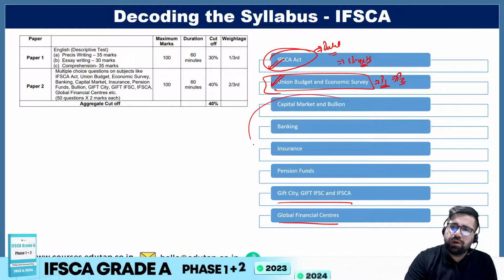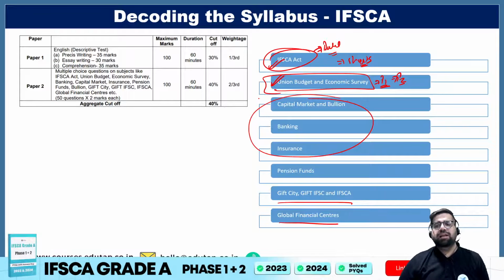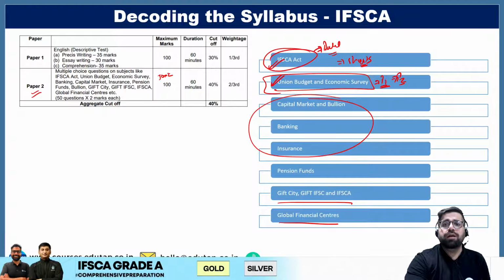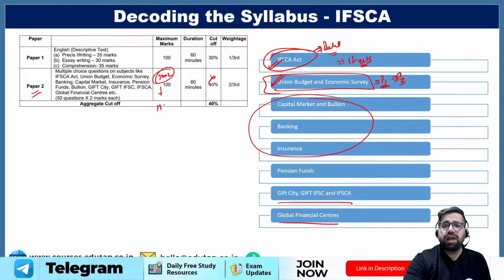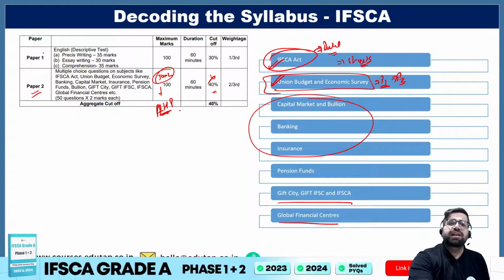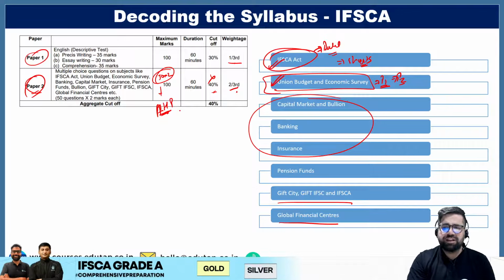And then you have the components of capital market, bullion, banking and insurance, right? But before I come to this, please understand that in paper 2 again you have 50 questions of 2 marks, and over here you do not have to see the cutoff, because you have to score as high as possible, right? Once you score as high as possible, the cutoff is taken care of, and the individual weightage of paper 1 and paper 2 is also there, like 1/3 and 2/3. This is the same thing which we do in SEBI and PFRDA, right?